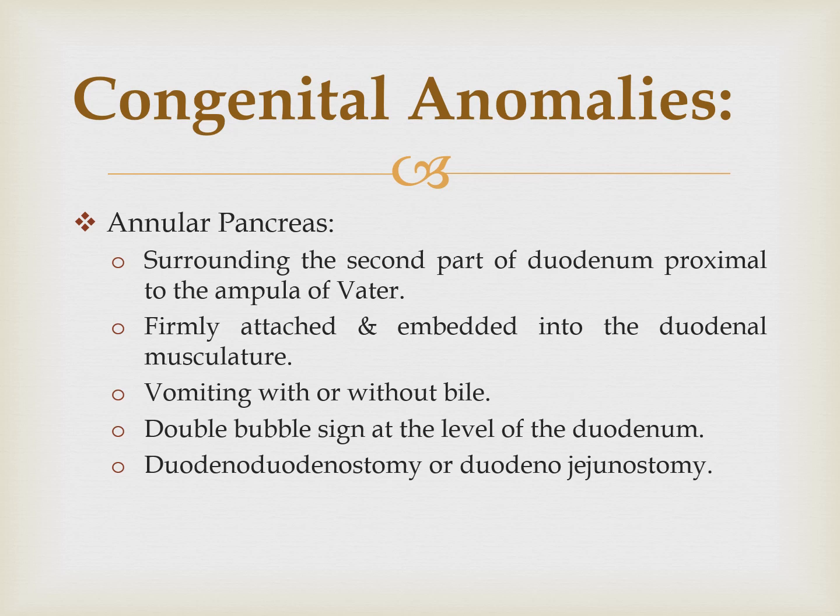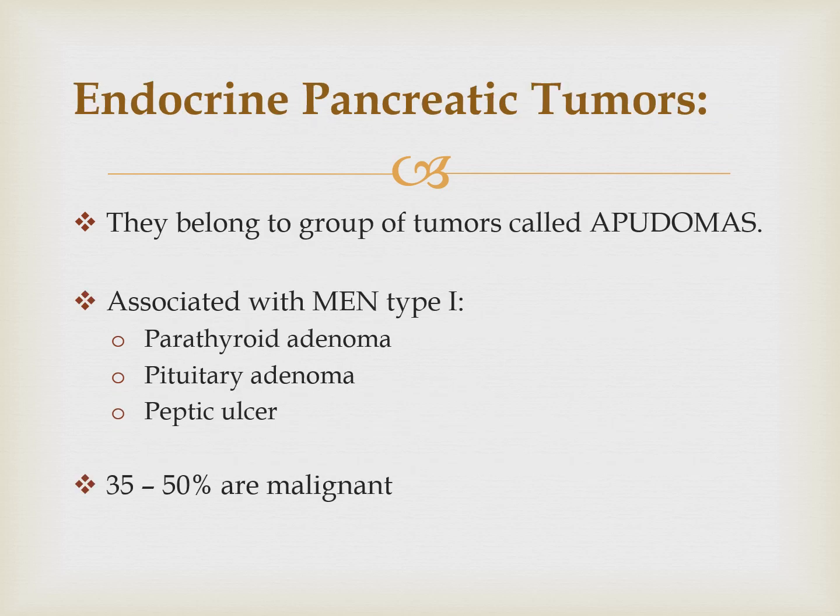The annular pancreas: here the pancreas is surrounding the second part of the duodenum proximal to the ampulla of Vater, and it is firmly attached and embedded into the duodenal musculature. It causes vomiting with or without bile, and it has a double bubble sign at the level of the duodenum. Its treatment mainly is duodenostomy or duodenojejunostomy in cases of vomiting.